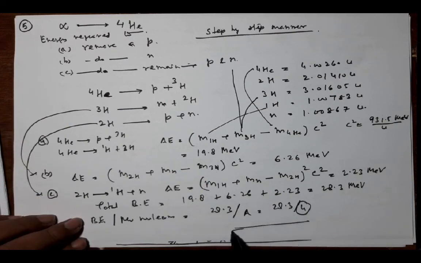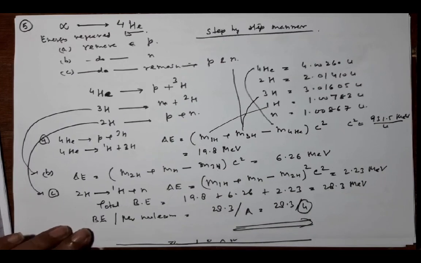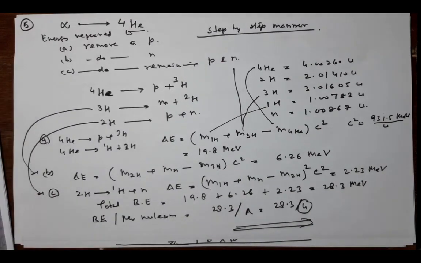So this is how you can find out total binding energy together, or you can, if you want to, find out the energy required to separate the single protons, neutrons, or single proton, like this. Okay, I hope you understood these problems.